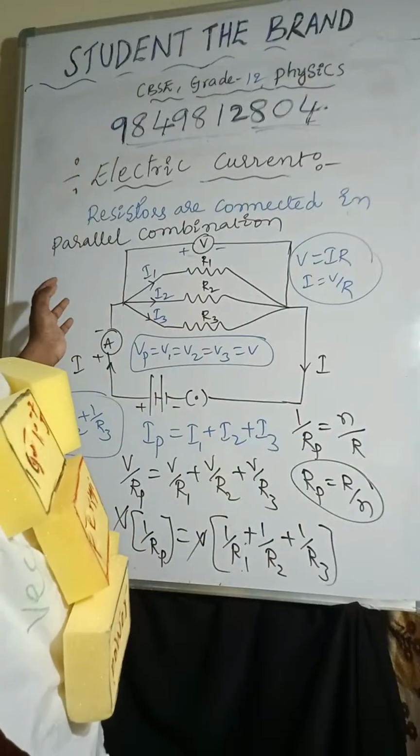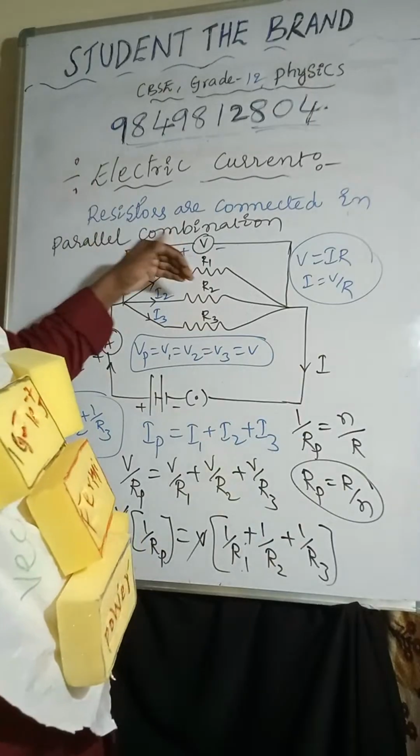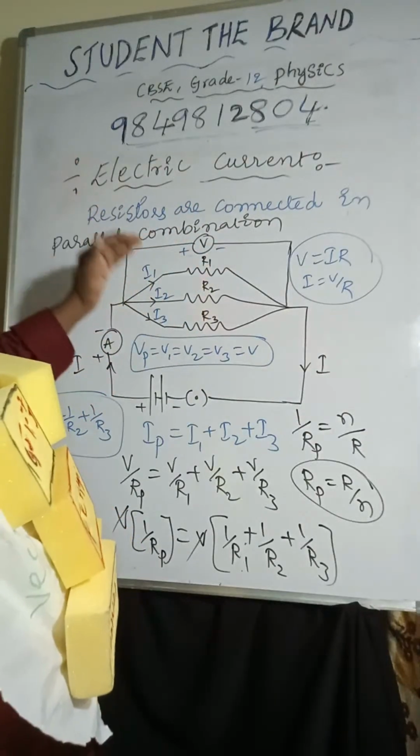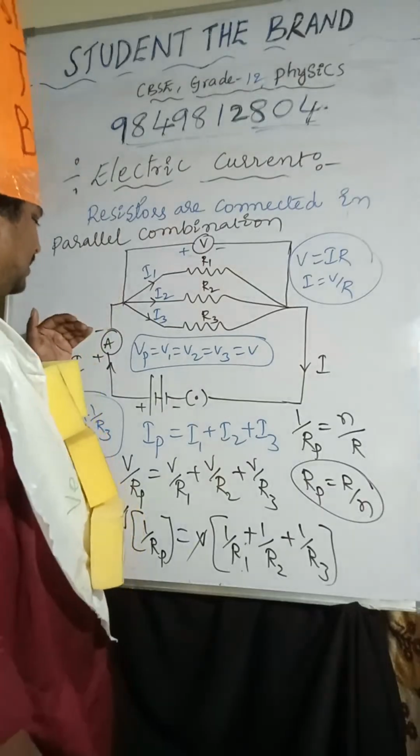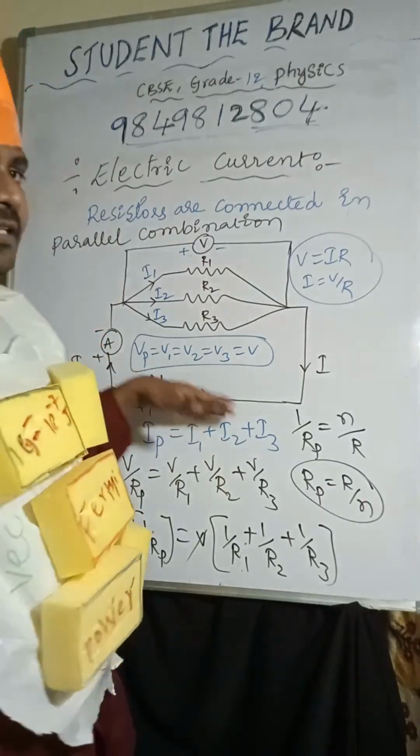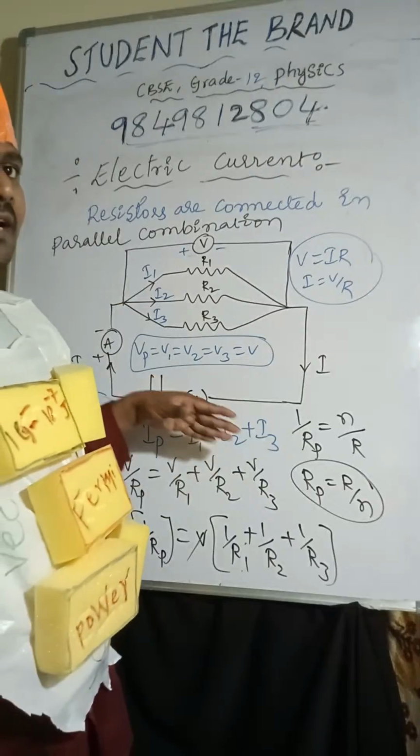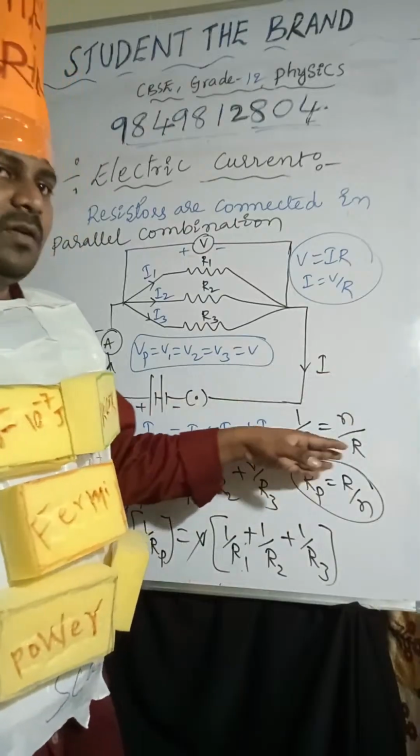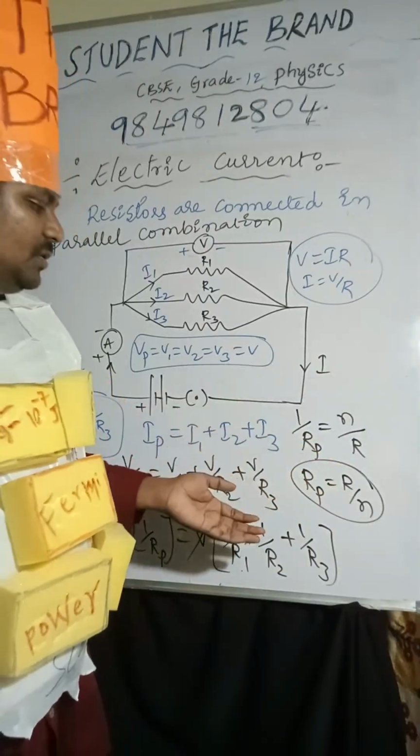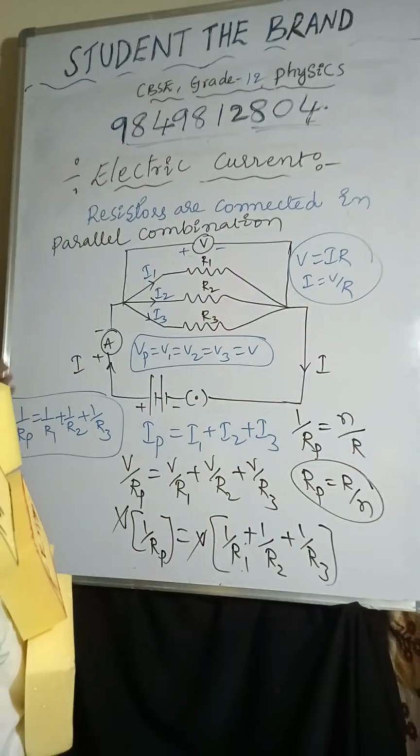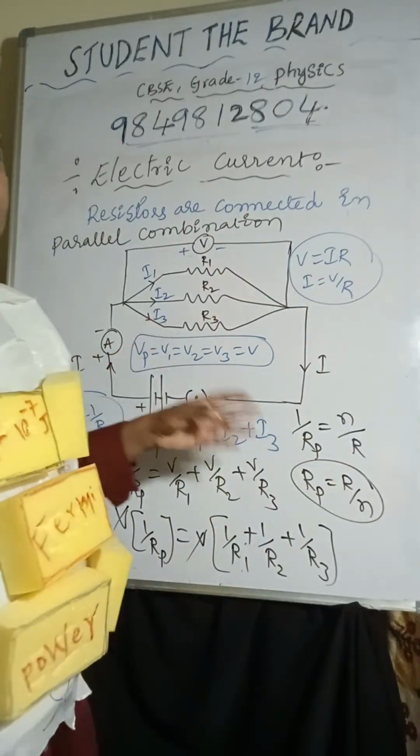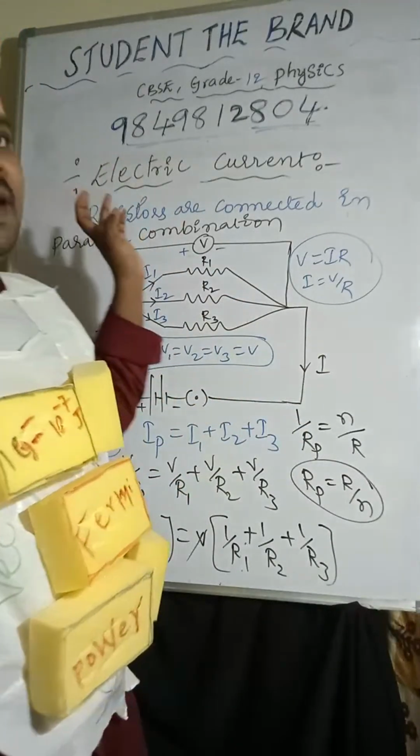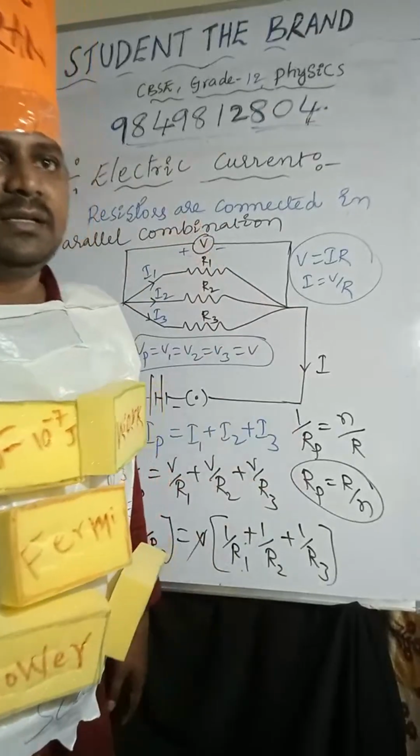You can observe here R1, R2, R3, three are connected in parallel combination, right? So potential difference is same. Current is different. Ip equal to I1 plus I2 plus I3. V by Rp equal to V by R1 plus V by R2 plus V by R3. 1 by Rp equal to n by R. So Rp equal to R by n. So V will get cancelled. 1 by Rp equal to 1 by R1 plus 1 by R2 plus 1 by R3. So this is the formula for resistors connected in parallel combination. Right? Yes.